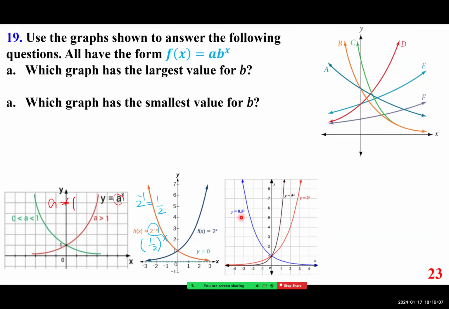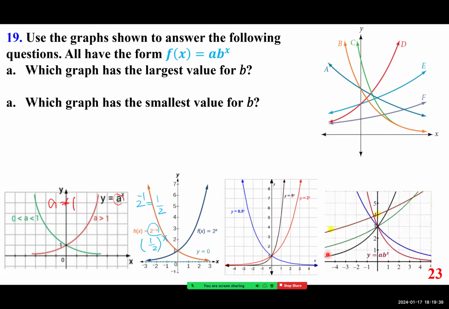So this is showing that as the base gets larger, 2 then changes to 5, the graph gets closer and closer to the y-axis on the right side as it gets larger and larger. By that we mean the base is larger than 1 to begin with. If the base is between 0 and 1, it's an exponential decay.